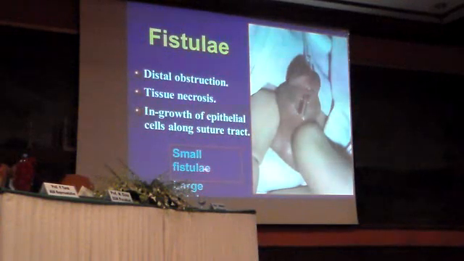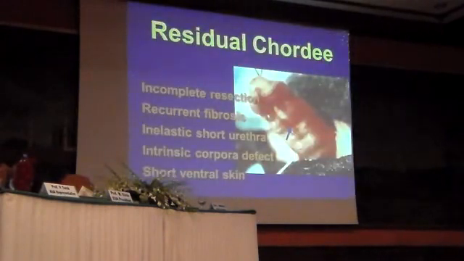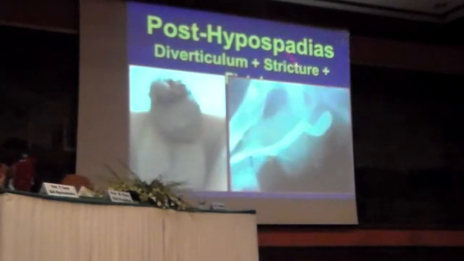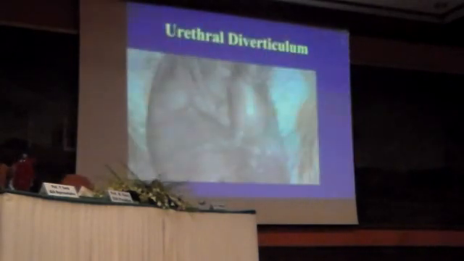Edges. Either you have a small fistula or a large fistula, and you reconstruct them after 6 months of healing. Also, you can have residual chordee. Why chordee? Incomplete resection. You don't do your job properly. Recurrent fibrosis, inelastic urethra, intrinsic corporal defect, or short ventral skin. Also, you can get stricture, fistula, or a combination of these different complications.